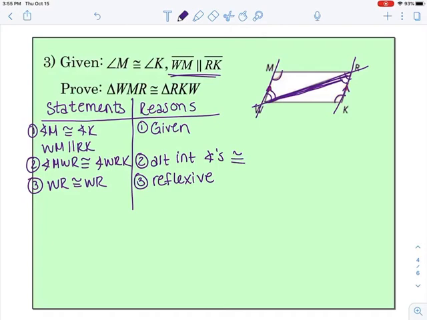And again, I'll put an X through that. And again, this time I'm going to have an angle and a side. So I have enough information to prove the triangles congruent now. So triangle WMR is congruent to triangle RKW, and the reason being because of angle, side.